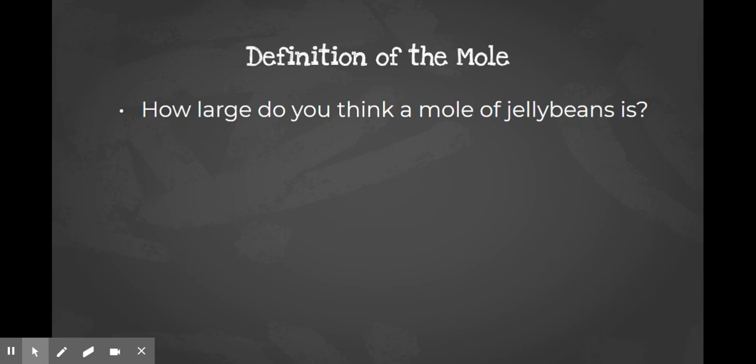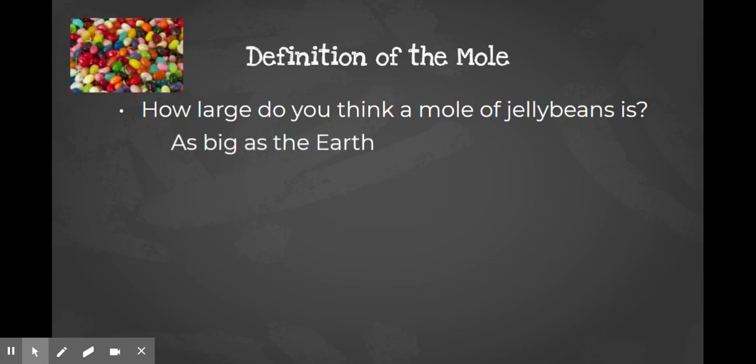But the pile would be, you ready for it? As big as the earth. The whole earth, not just covering it, but from center out, you would have that many jelly beans. So this is a huge, huge number, almost too huge to really get a grasp of in our heads. But that is a lot of jelly beans.